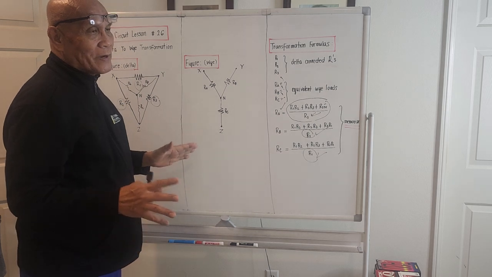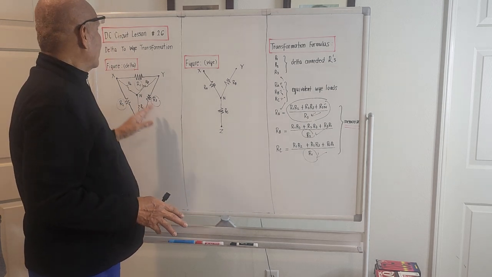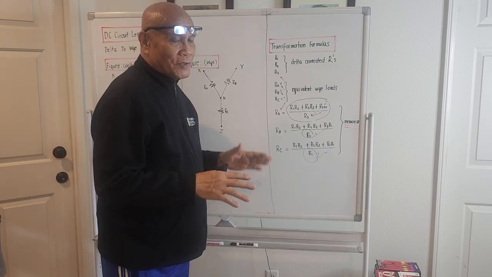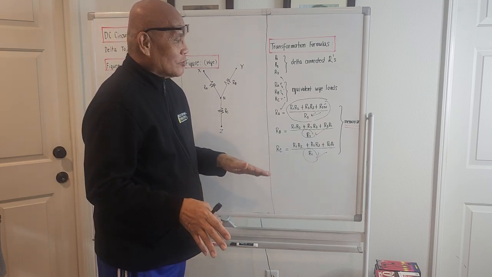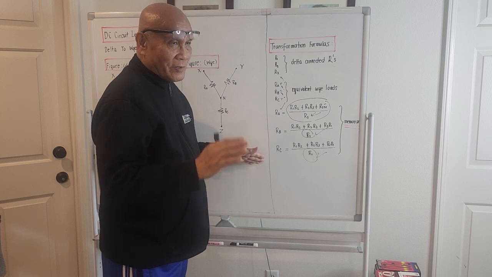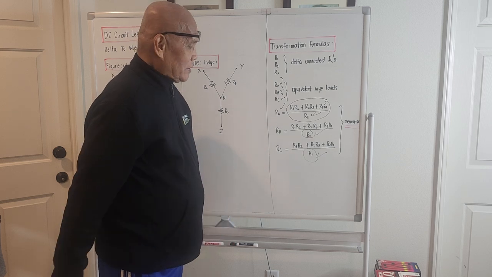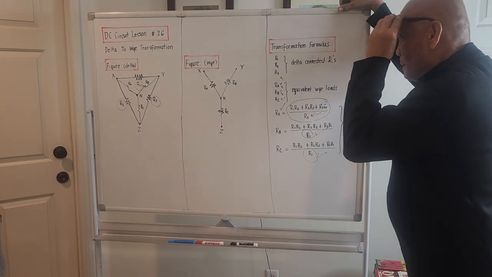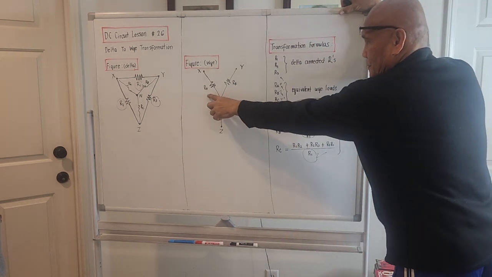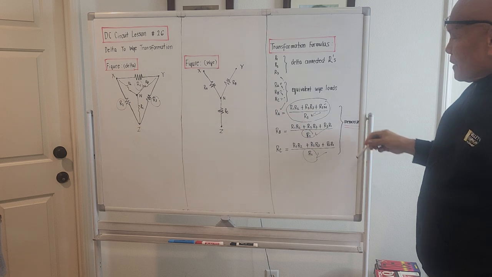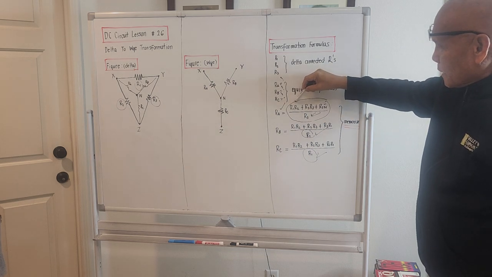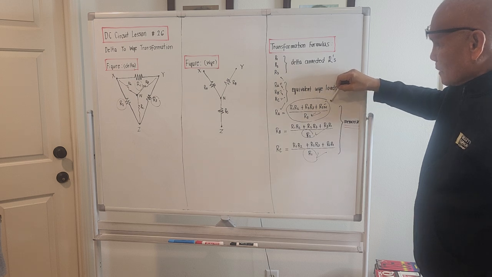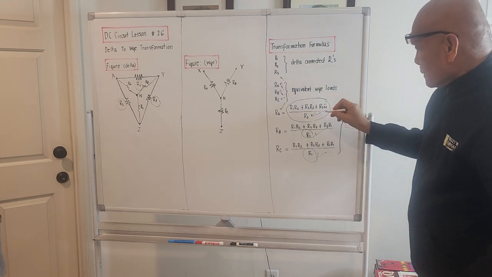Okay, let's now try to bring out the formulas on how to convert delta to Y. Like what I said, for simplicity, I will not be giving the derivation of this. I will just give you this. The next time around, I might give you the derivation. Okay, for RA, if we try to compute for RA, the numerator will be the product of R1 R2, R2 R3, plus R3 R1, all over R sub 3.